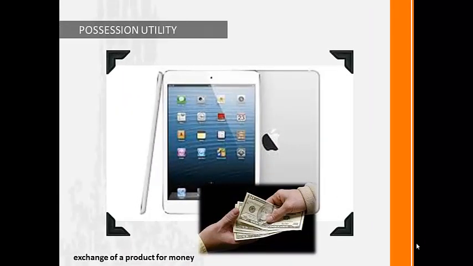Possession utility is the exchange of product for money. Retailers may accept cash, checks, or debit cards in exchange for merchandise. They may even offer layaway plans. In business-to-business situations, companies also grant credit to their customers. They may give them a certain period to pay a bill. This adds value to the products they sell.